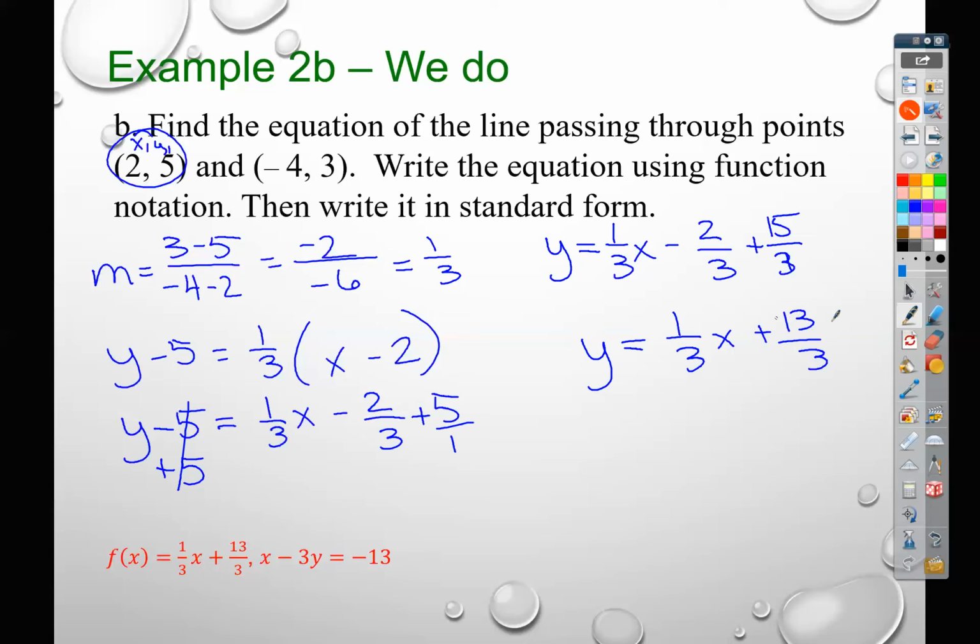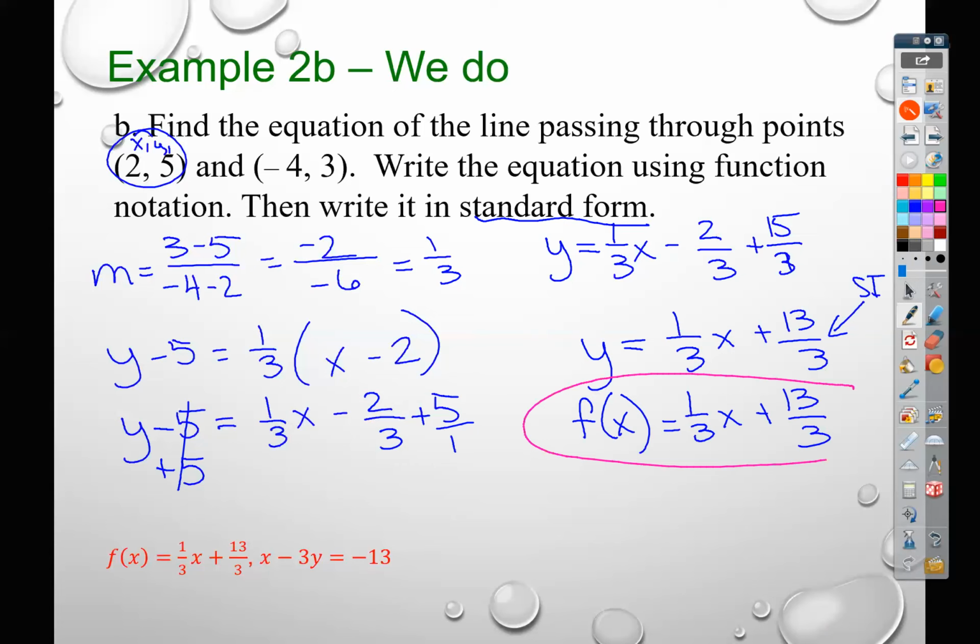Now this is in slope-intercept, okay, but they want it in standard. If I wrote this in function notation, it would be f of x equals 1/3 x plus 13 over 3. So this is the first part of the answer that they're asking for. So this is my function notation. Now they want it in standard, so I'm going to take that 1/3 x and move it to the other side of the equation.